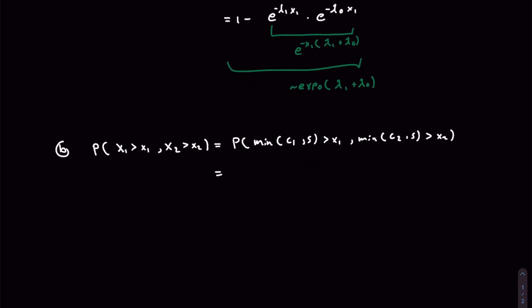Now we can write these minimums as the same thing as C1 larger than x1, S larger than x1, and the same thing here, C2 larger than x2, S larger than x2. And we can rearrange things, seeing that S larger than x1 and S larger than x2 belong to each other, and C2 and C1 are independent of each other and S. So that independence allows us to write the following.